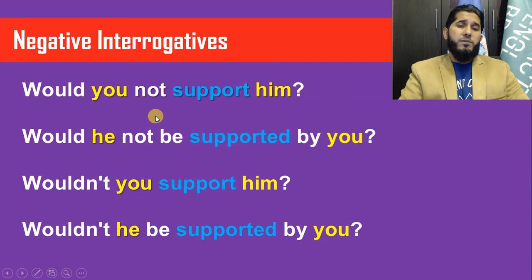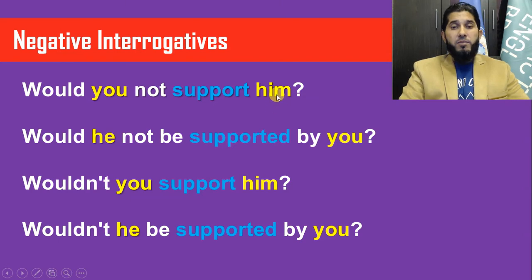Negative interrogatives, or negative interrogative sentences. So now look at this. Would you not support him? If you want to use the complete form, you bring the subject between the modal auxiliary and not. Would you not? Could you not? Can you not? Will you not? Whatever the modal auxiliary word is. Okay, would you not support him?